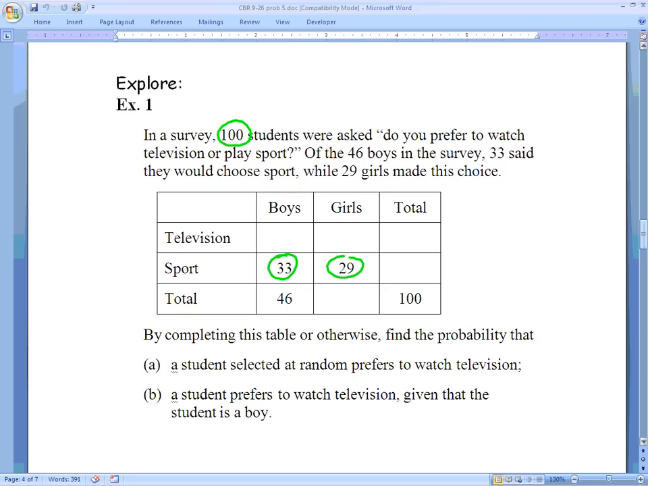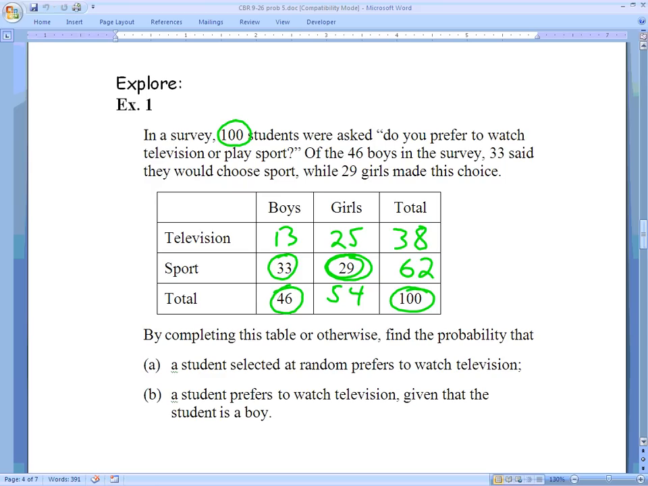But the first thing I would do is we know the total is 100. We know there's 46 boys, and so that means that we must have 54 girls. If there's 54 girls, then we can subtract the 29 that liked sport from the 54, and we're going to be left with 25. And then we can do the same thing for boys. We have a total of 46. We take away the sport, and we're left with television, which would be 13. Now we can add up all the people who liked television, and we get 38. And we can add up all the people who like sport, and we would get 62.